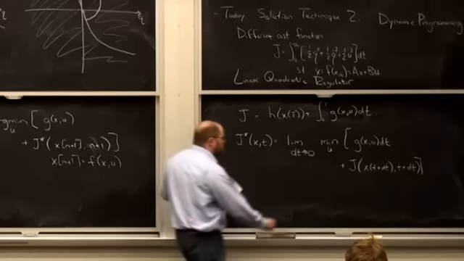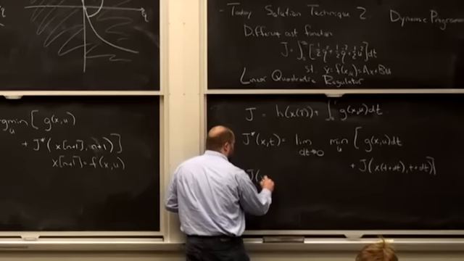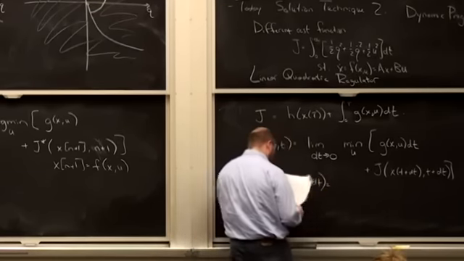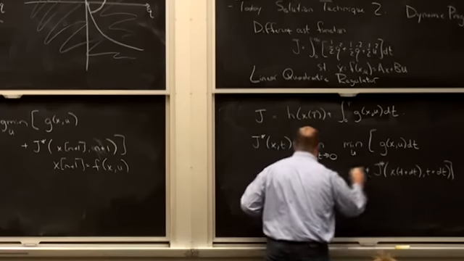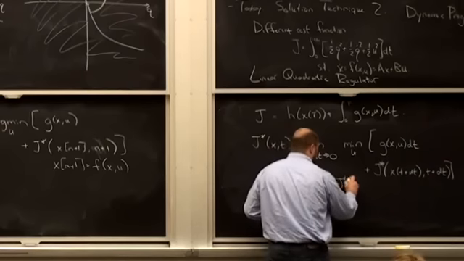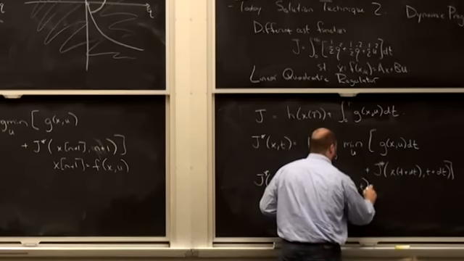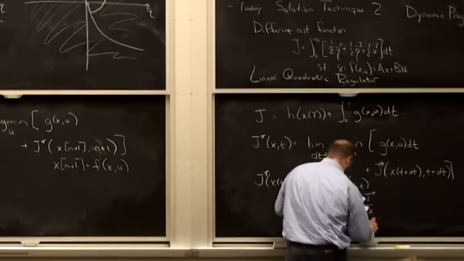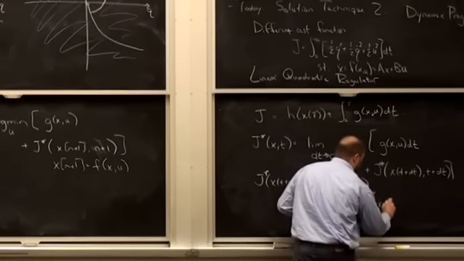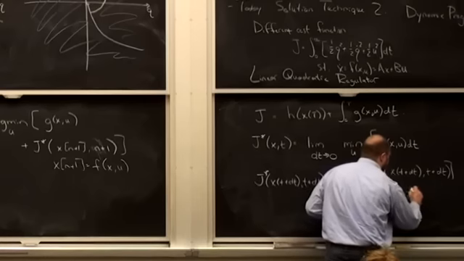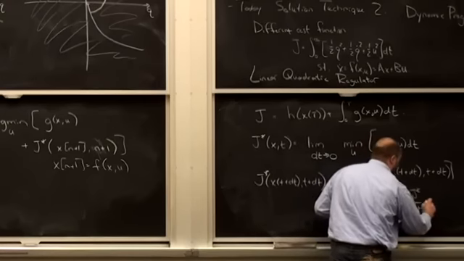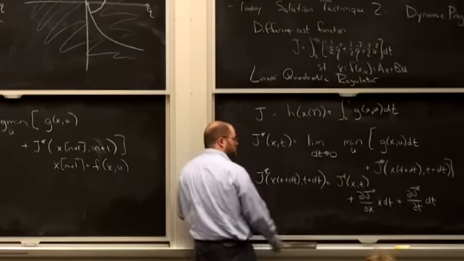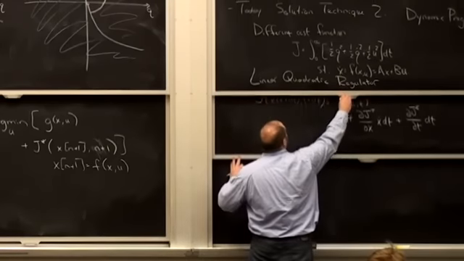I'm going to approximate J of x at t plus dt as, this is J star, let me not forget my stars, as J star at x and t, plus partial J star partial x dot dt, plus partial J star partial t dt, right? It's a Taylor expansion of that term.